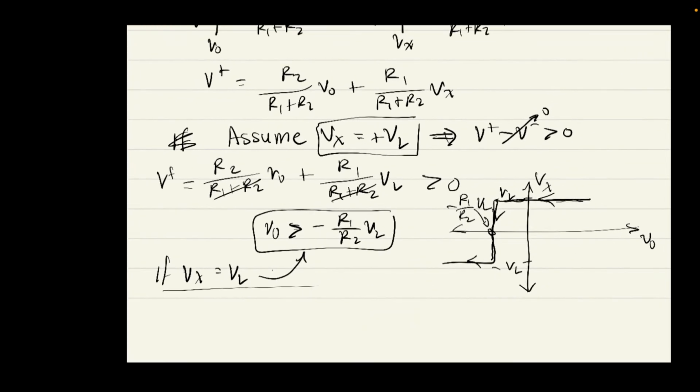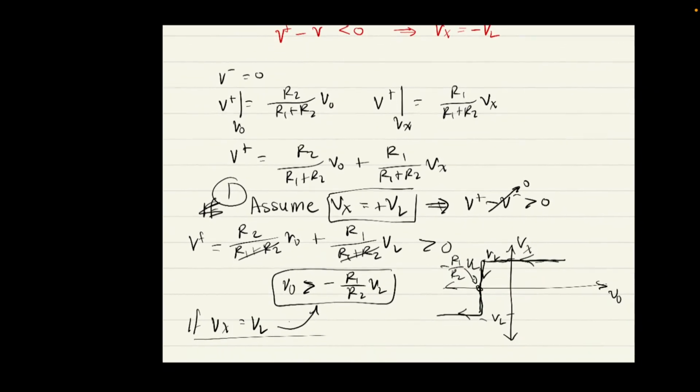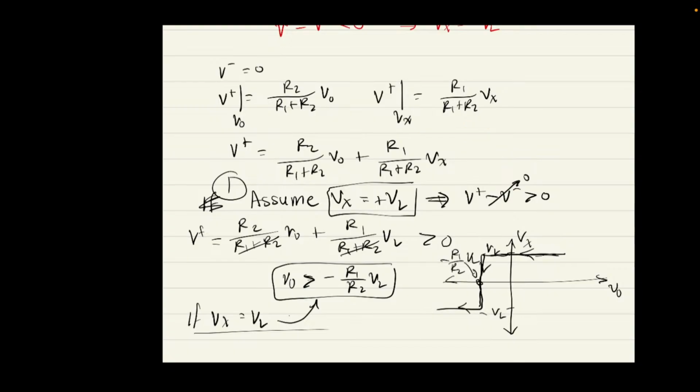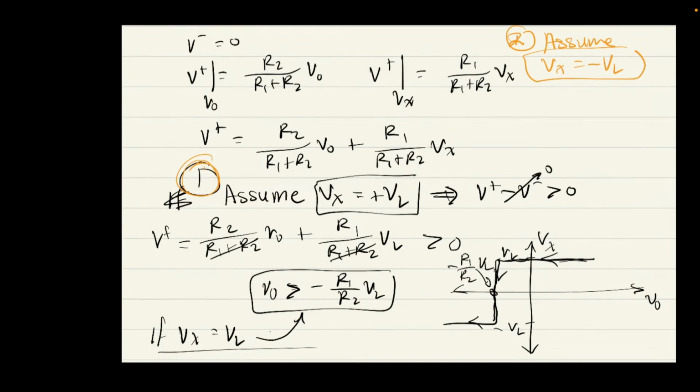Okay, well, we've looked at one stable state. However, there are two stable states. And I might just do this in orange. So we've done one stable state. We also have to now assume that Vx is negative VL, right? Okay. Well, what happens in this case?